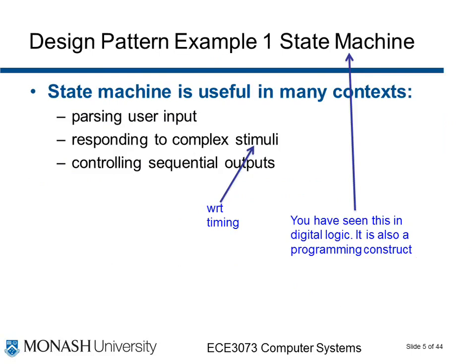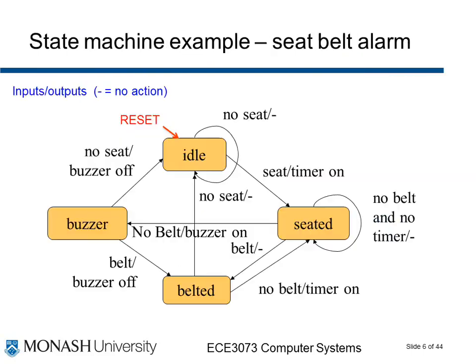A simple example of a design pattern is a state machine. We all know the concept of a state machine. We can reuse it in many different ways. You can use it to parse user input, respond to various stimuli. You've practiced various methods. You've written state machines in 2072. You've probably written it in some of your labs in even this course in some form or another.